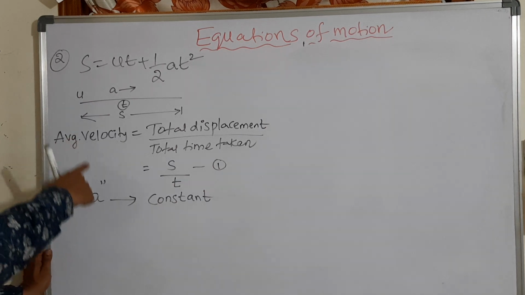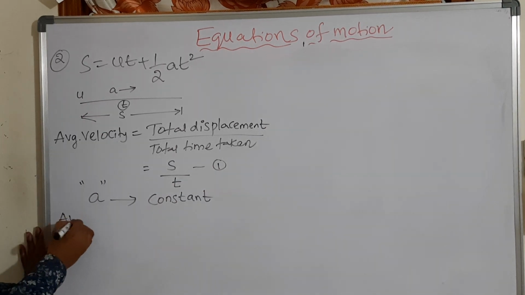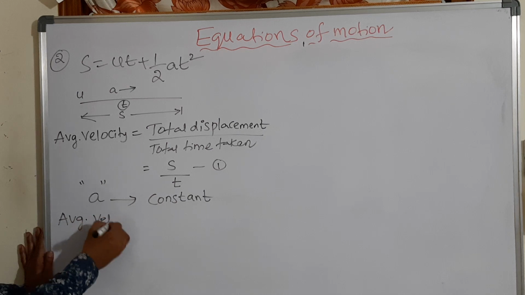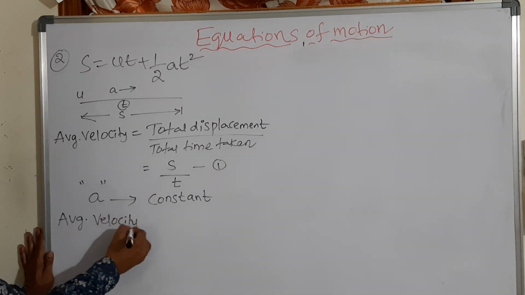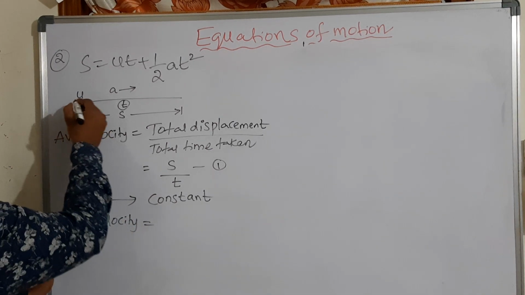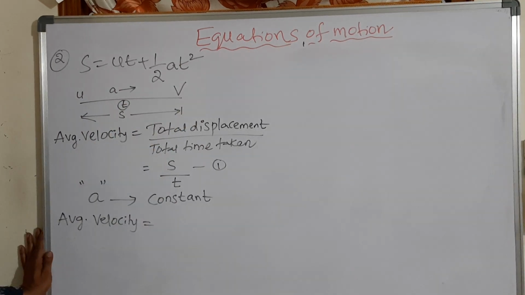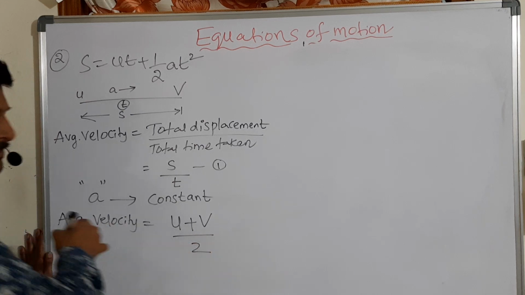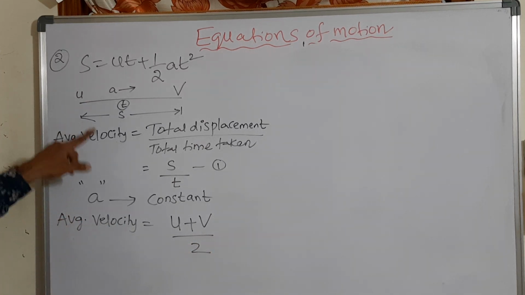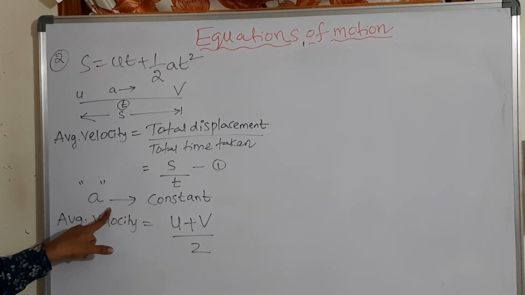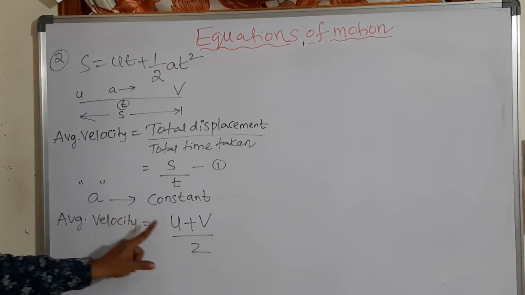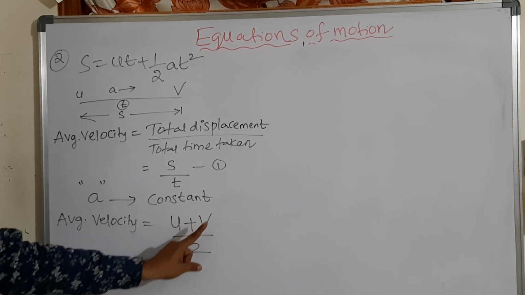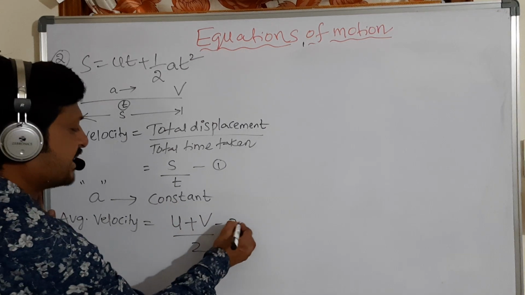Acceleration is constant. When acceleration is constant, we can write average velocity as initial velocity plus final velocity divided by 2. So when the acceleration is constant, average velocity equals (u + v) by 2. This is equation 2.